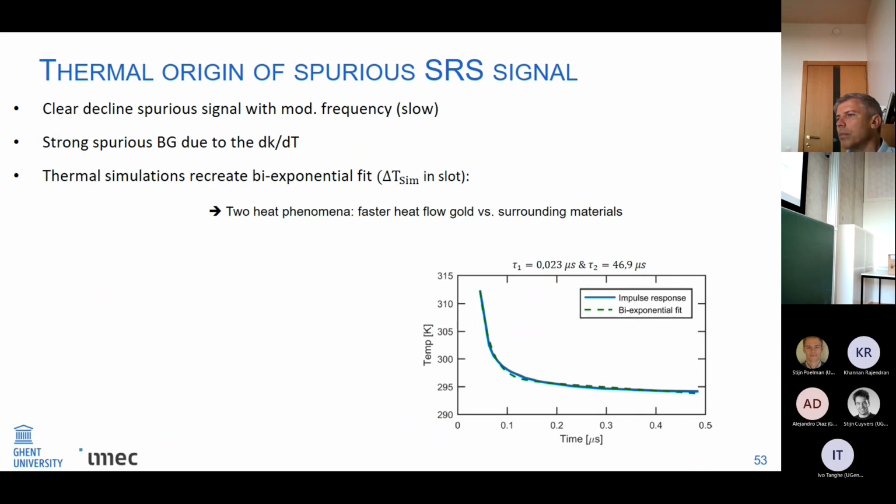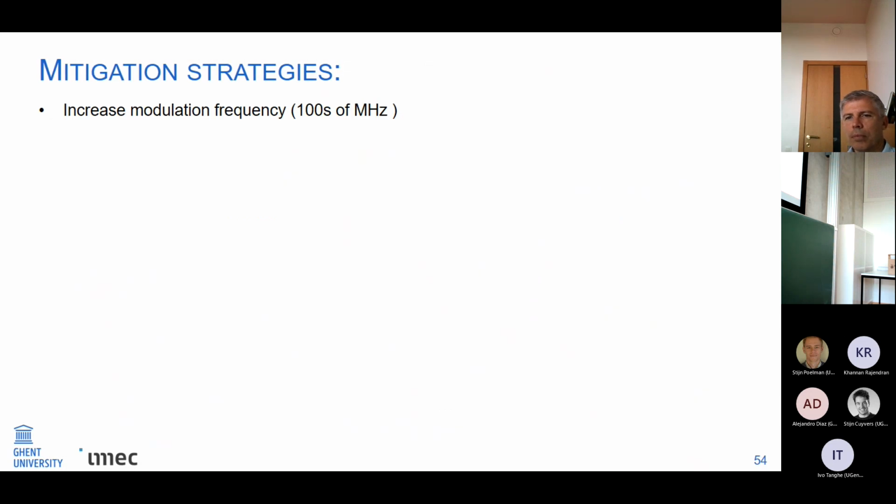And finally, I also calculated a simulation where I did the equivalent of an impulse response, where the heat source was on for a very short time, and I looked afterwards at the time it takes to dissipate this temperature. I can get a time constant that's much faster than the second one, which again can be attributed to the fact that you have a faster heat flow in gold compared to surrounding materials.